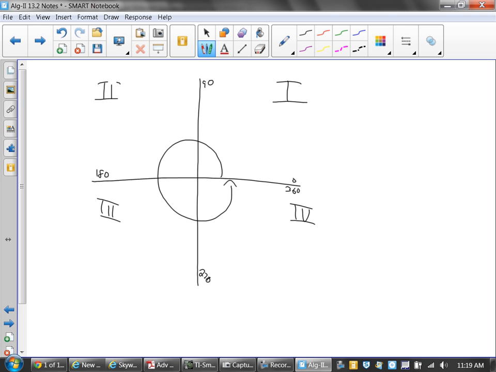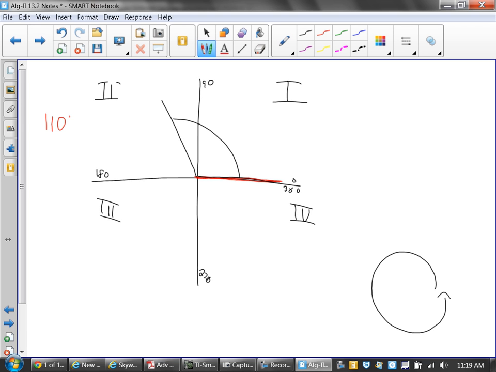your angles, when we're working with angle measurements, we have a starting spot. We always start on the positive x-axis. And if I want to draw, let's say, something that's 110 degrees, we start here, and it comes up past 90 and about here. Close enough.